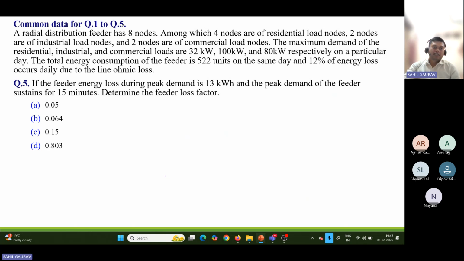So in this problem, they are asking about the feeder loss factor. So I will write the expression of loss factor. You try. I will give you 1 or 2 minutes time, then I will solve this problem.